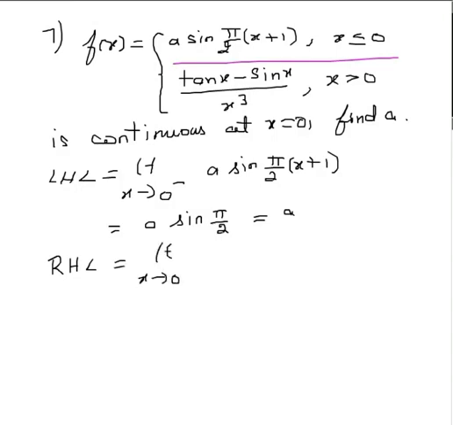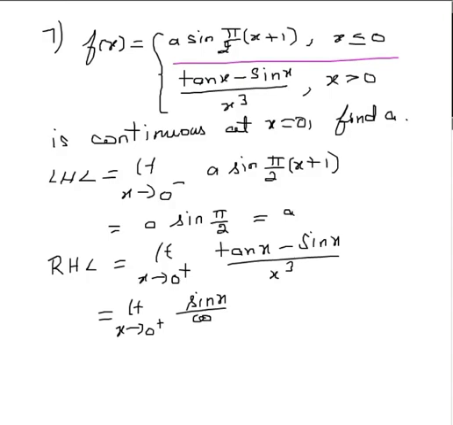RHL, limit extending to 0 plus. I have to use the greater than 0 definition. The denominator is x cube. If the denominator is x, I could have split the function into 2 and used the formula. But here it is x cube. So let us simplify the numerator by substituting tan x as sin x by cos x.